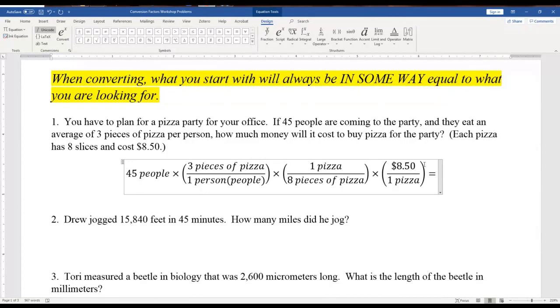So what we'll do is we just multiply everything on top and divide by everything on bottom. So we'll say 45 times 3 times 8.50 divided by 8. And that gives me $143.44.